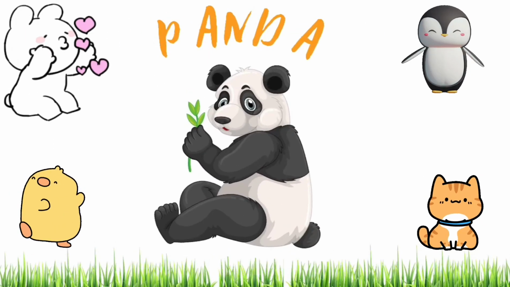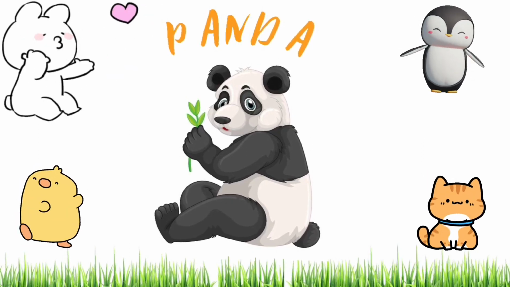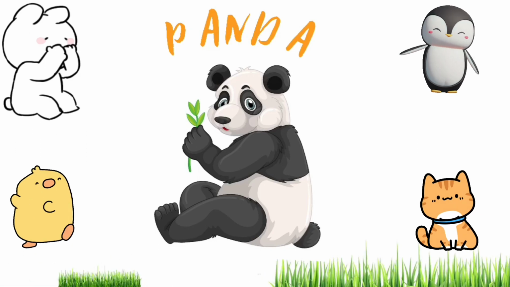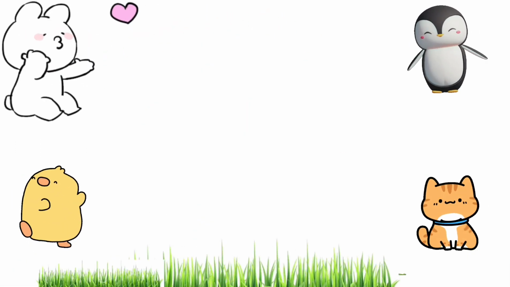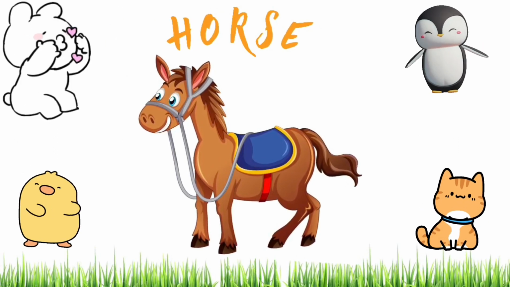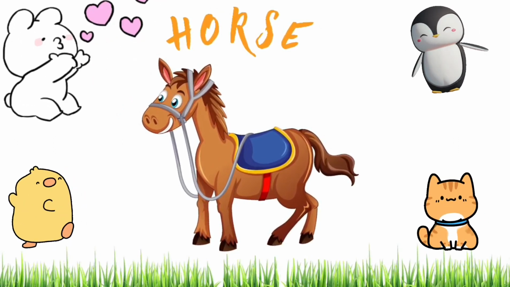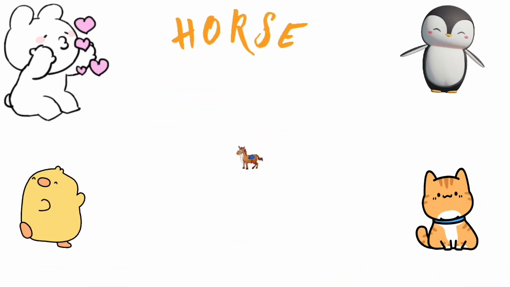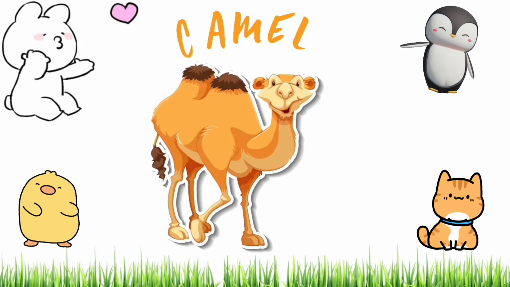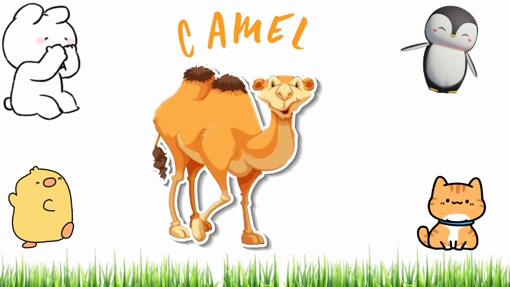This is a panda. Say panda. Say again. Panda. This is a horse. Say horse. Very good. This is a camel. Say camel. Very good.